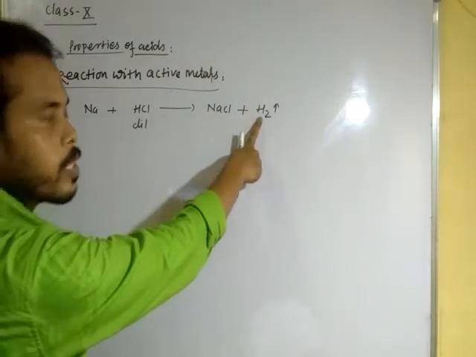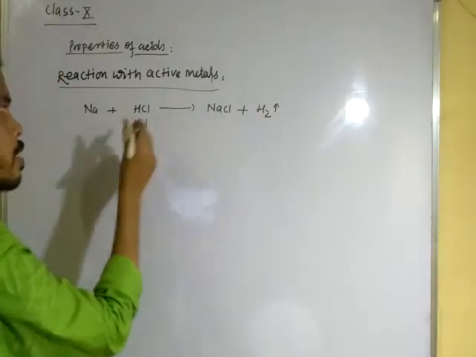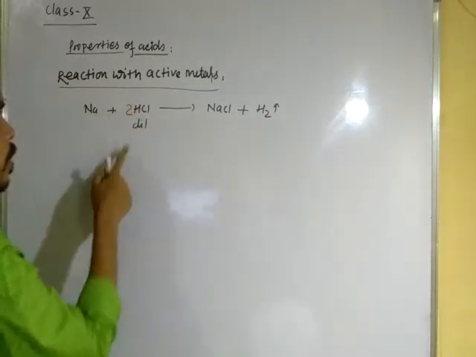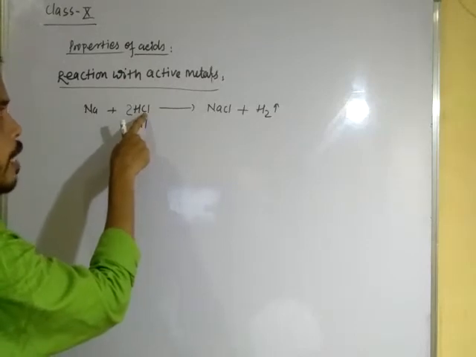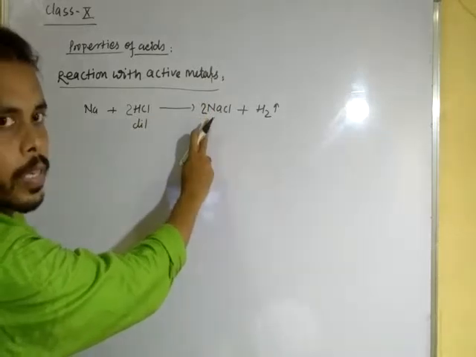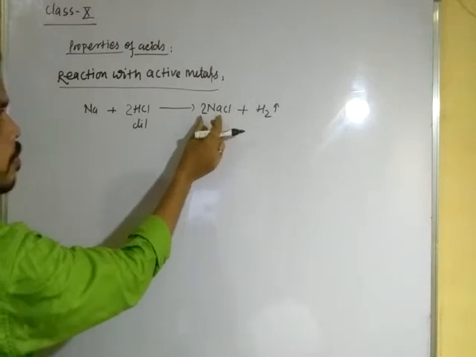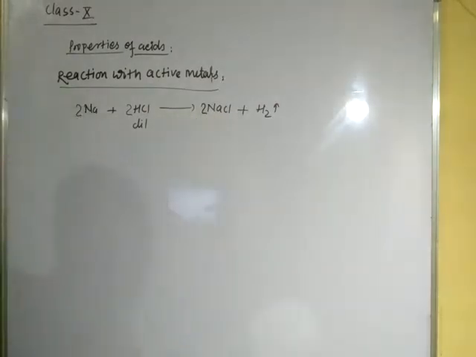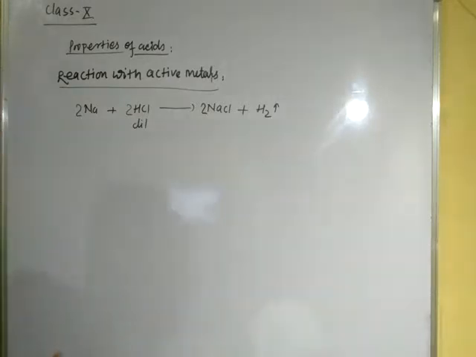Here on one side there are 2 hydrogen atoms and on the other side 1 molecule of HCl. So to balance the hydrogen atoms, multiply HCl by 2, and on this side there are 2 chlorine atoms, so multiply NaCl by 2. Due to this, the sodium atoms here are 2, so multiply sodium by 2. Clear? This reaction is a balanced reaction.